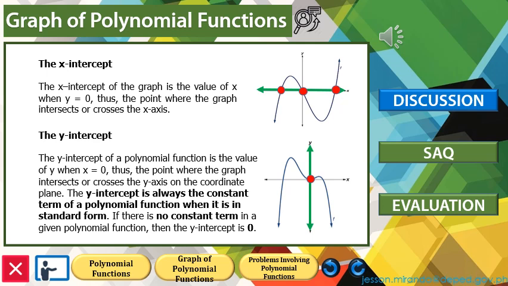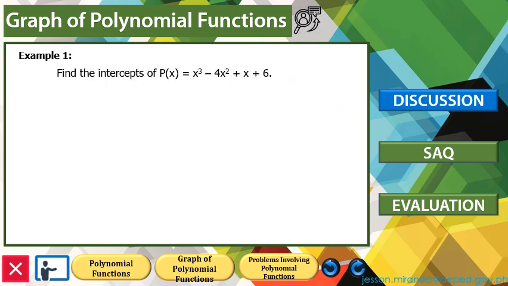The y-intercept is always the constant term of a polynomial function when it is in standard form. If there is no constant term in a given polynomial function, then the y-intercept is 0. Example 1. Find the intercepts of p of x equals x cubed minus 4x squared plus x plus 6.